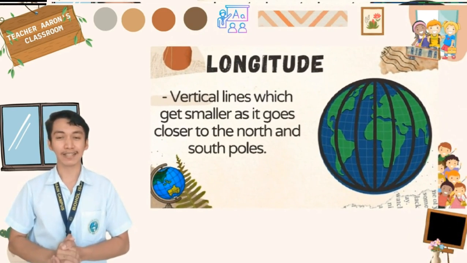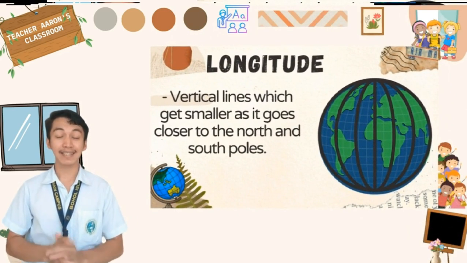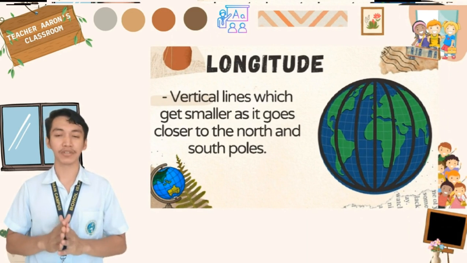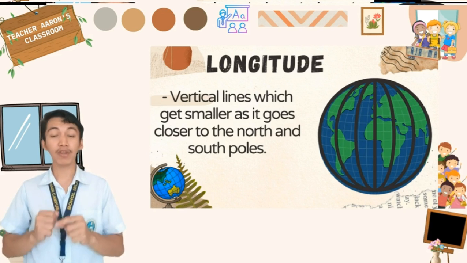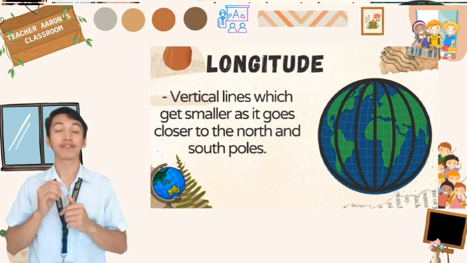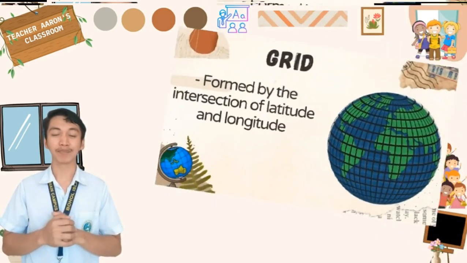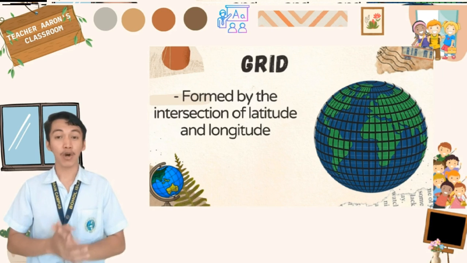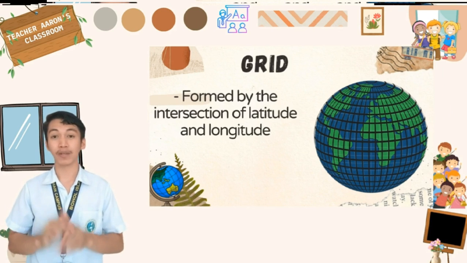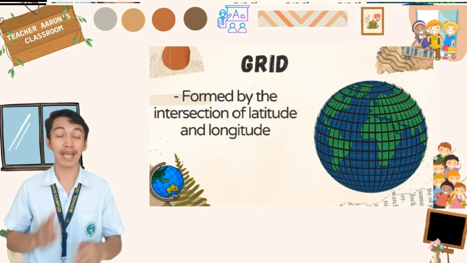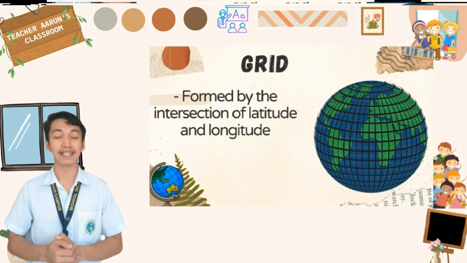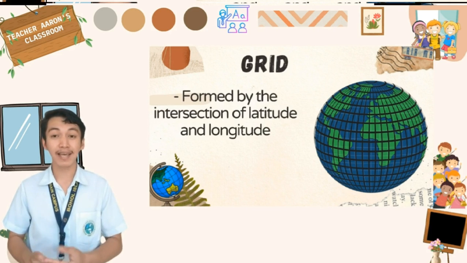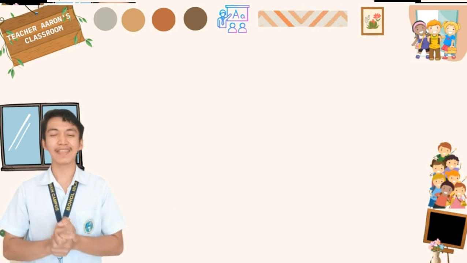Second is the longitude. These are vertical lines that get smaller as it moves closer to the north and south poles. So this moves from the north to south or vice versa, as what we can see. Then lastly, degree. These are the intersection points or the rendezvous, the meeting point of the latitude and longitude. So with both informations from vertical and horizontal lines, then we can easily trace the exact location of a specific place. Are we clear with that?